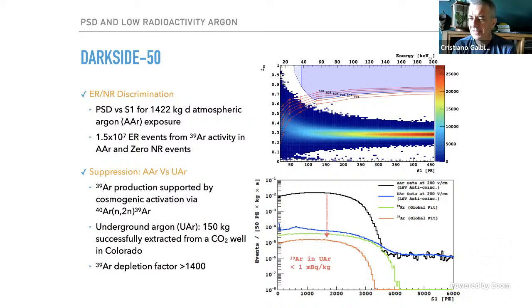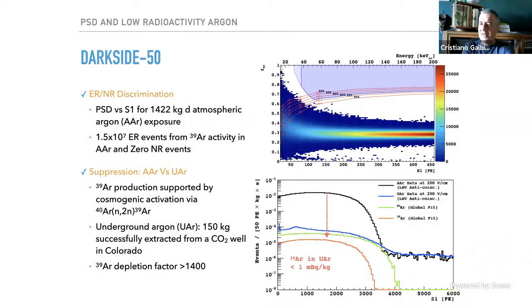Argon-39 is a radioactive isotope which pollutes the atmosphere very strongly. If you extract 1 kilogram of argon from the atmosphere, the rate of argon-39 is 1 Hertz, 1 decay per second.